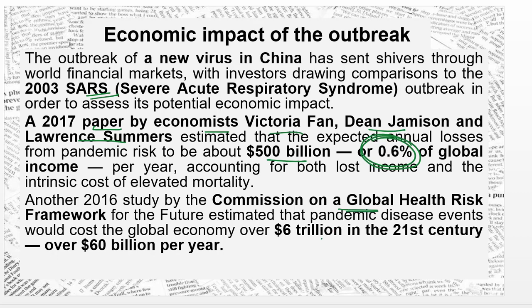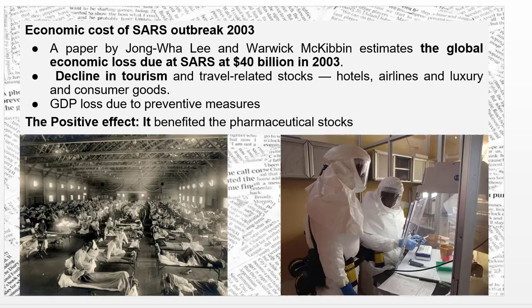Similarly, a 2016 study by the Commission on Global Health Risk Framework said that pandemic diseases cost the global economy over $6 trillion, which is almost equal to $60 billion a year. So it has a huge impact on the total income of the world as well as of the host country. The SARS outbreak had roughly cost about $40 billion in 2003.